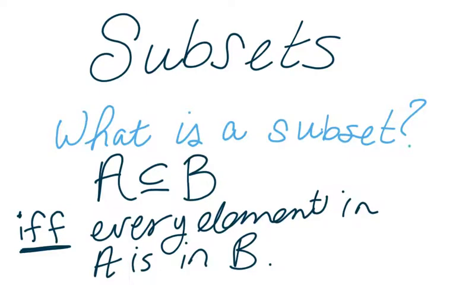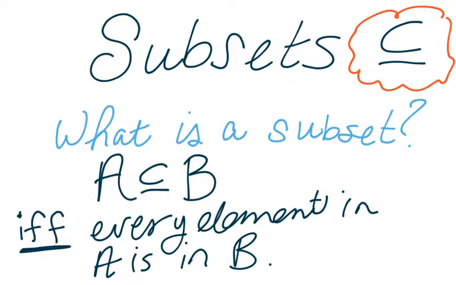So things to know is make sure you know that this symbol means a subset. I'm going to put a little red cloud around it. That means that the first is a subset of the second, okay? Which means that every element in A is in B.